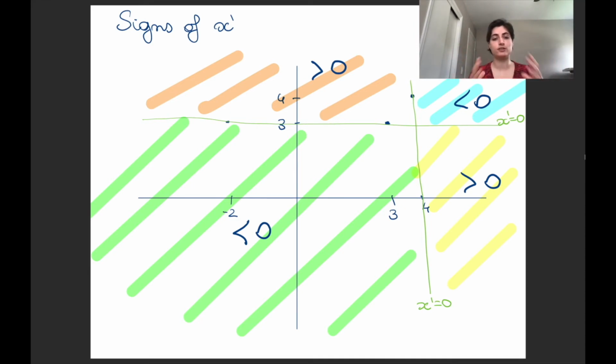So now we have an understanding that in these 4 areas, we know the sign of x prime. That means we know that everything, for example, in the green area is moving towards minus infinity in the x direction. We don't know how they're moving in the y direction yet, but we know that the green area is moving to the left. The orange area is moving to the right, and so forth. For each one of these 4 areas, we know in the horizontal direction how they're moving.